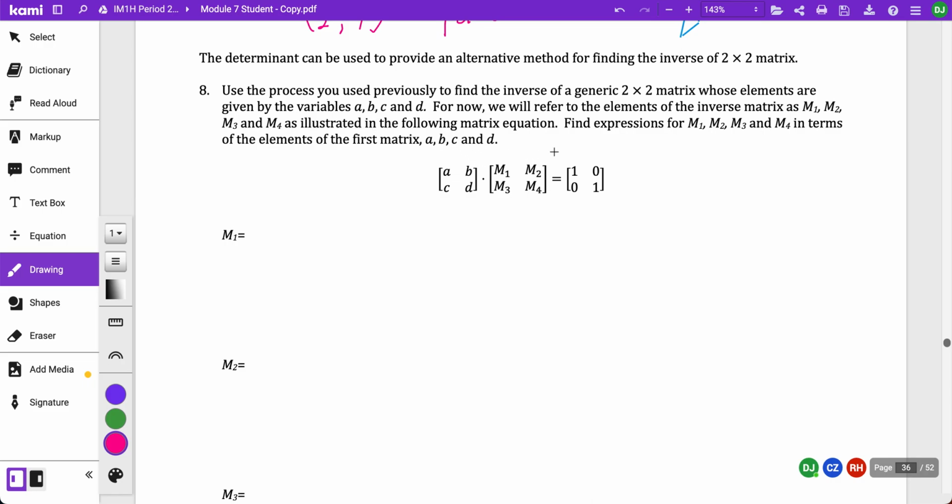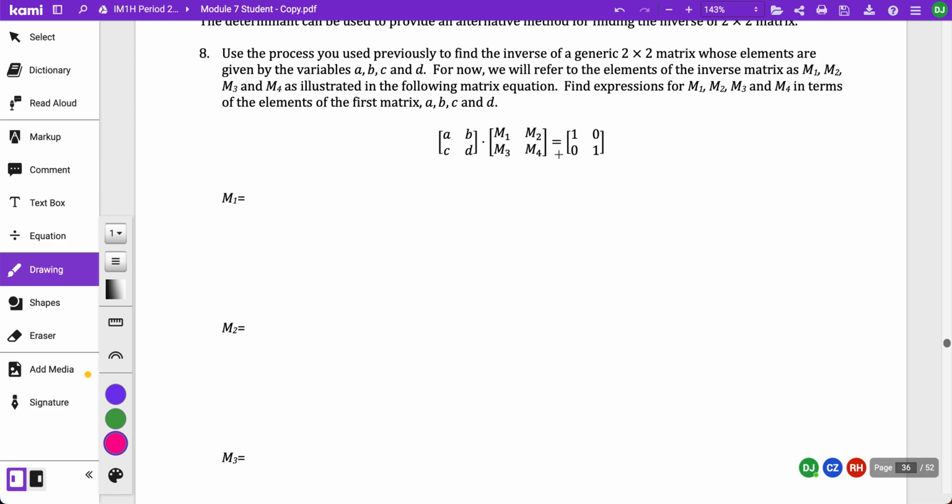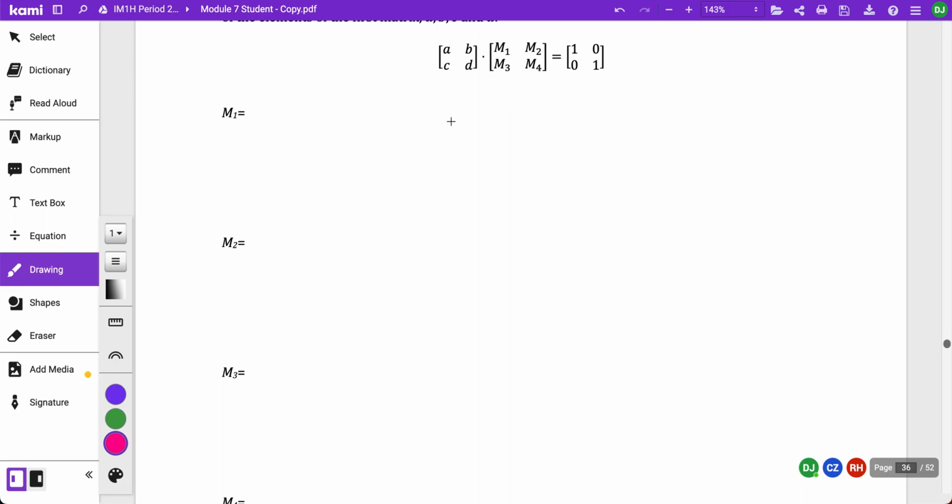Illustrated in the following matrix equation. Find the expression for M1, M2, M3, M4 in terms of the elements of the first matrix A, B, C, D. So guys, this is a fancy way of saying, how do I solve for the multiplicative inverse given a random matrix? How do I derive the multiplicative inverse given a random matrix of A, B, C, D? So the first thing that we want to do is set it up as we always do, except this time it's all going to be variables. So like I said, please follow along. It can get a little confusing.